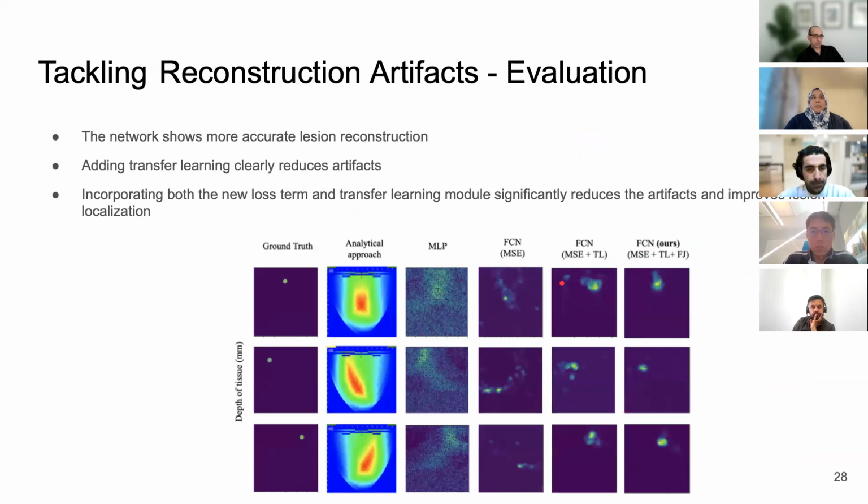Qualitative results in our network show improvement in terms of accuracy of lesion reconstruction, where simply by adding transfer learning, we see a reduction in terms of artifact. However, by adding transfer learning and fuzzy-Jaccard loss, we see a significant reduction in terms of artifact and lesion localization.